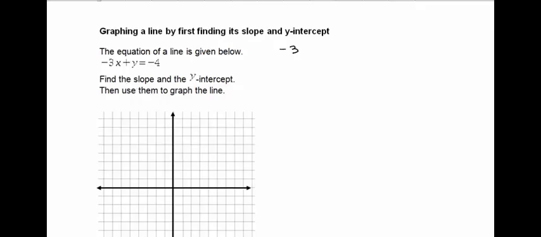I have negative 3x plus y equals negative 4. So the first thing I'm going to do is solve for y, and then I'll get it into this y equals mx plus b form. And from there I can find that's my slope, and the b is my y-intercept.